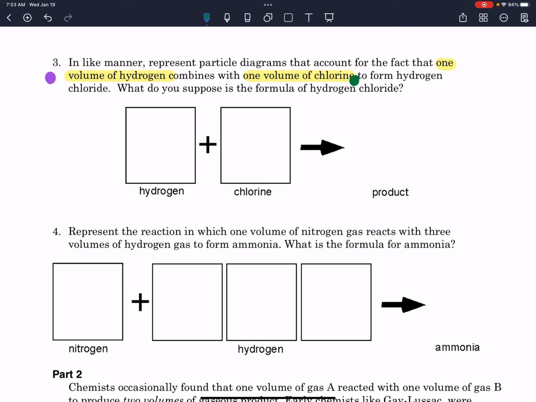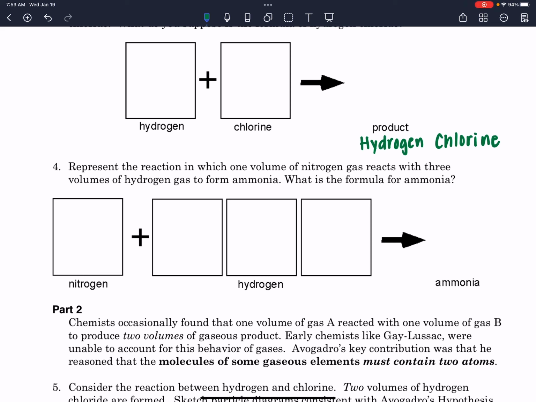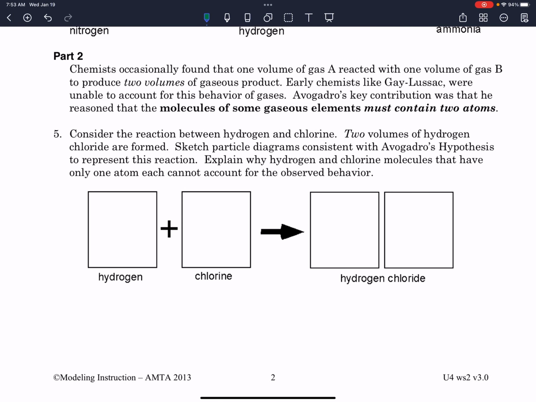So you're going to illustrate the same thing that you did for water and find that maybe your molecules of hydrogen chloride look a little bit different than your molecules of water. And hopefully this should help you deduce what the formula might be for hydrogen chloride. And then you're going to do number 4, and again, you're going to see that maybe your formula for ammonia might be different than the formula you got for hydrogen chloride and water. Now, that being said, I think you're well equipped to do numbers 3 and 4. Part 2, you might need a little bit of assistance getting started.